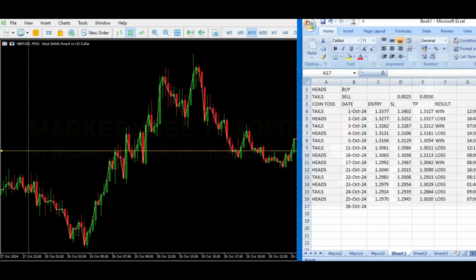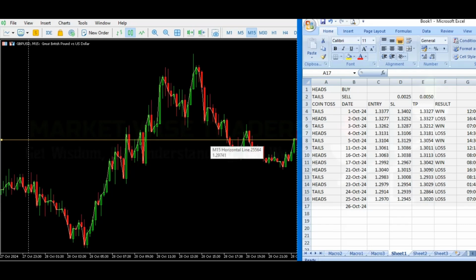Alright. Toss the coin again. This is GU. I've got heads. That's heads. This is a buy. And this is 129.74. Okay, so we're buying. Stop loss is below. Take profit is above.